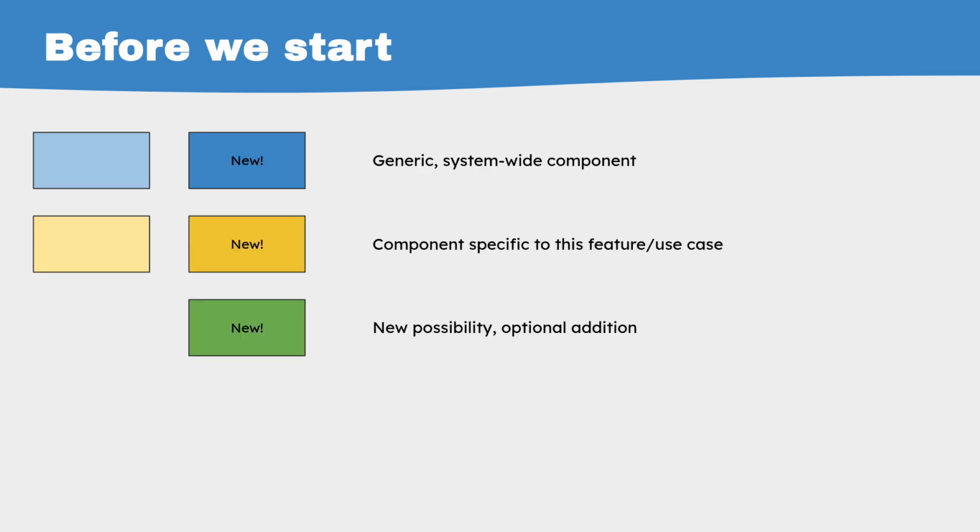You've seen some color in my diagrams. For those who want to know, it's not essential. If you want to know, the blue parts are generic system-wide components. The yellow ones are specific to a certain feature or use case.